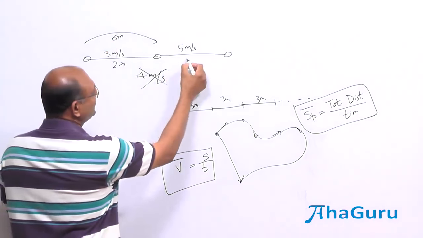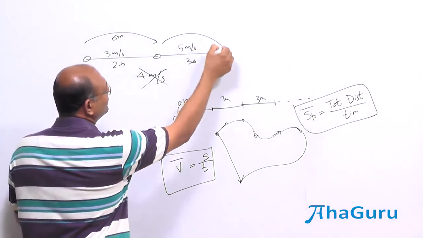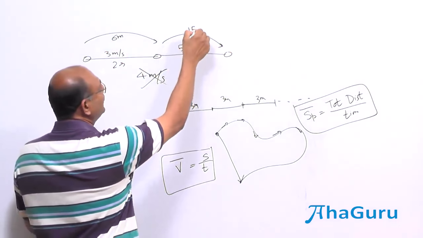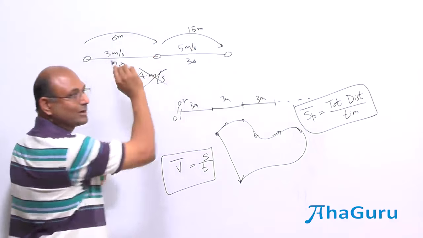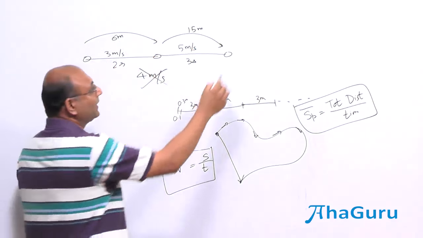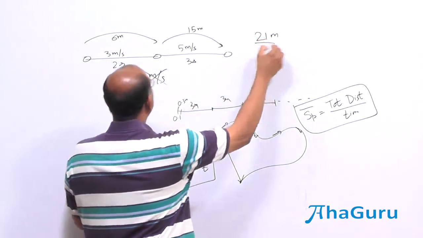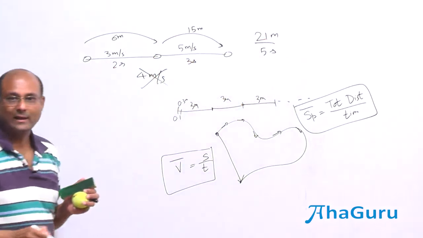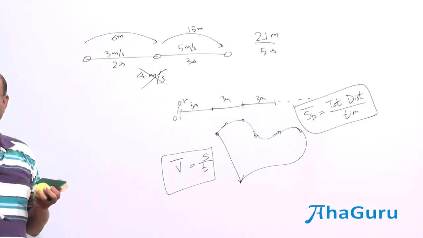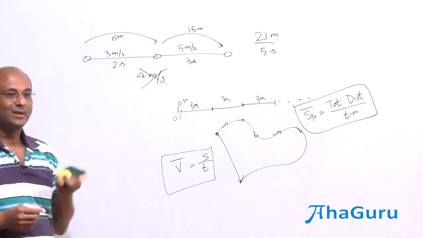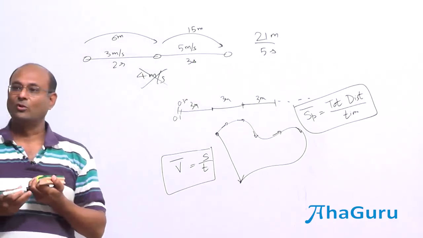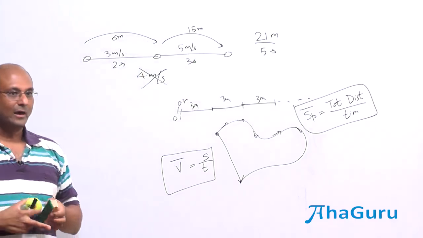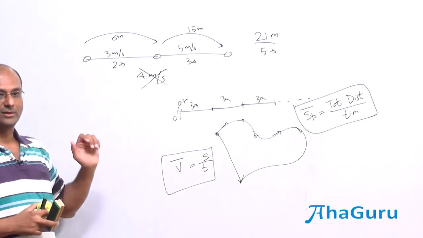And then if this was for 3 seconds, we will count this for 3 rounds of 5, 5, 5, which means 15 meters. So that's why the total distance will be 21 meters by total time, which is 5 seconds. And so that would be the average speed. So do you understand why we need the total distance? Because the total distance tells you how long you had this speed.